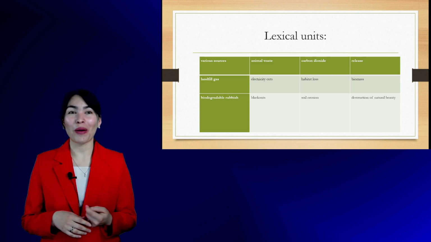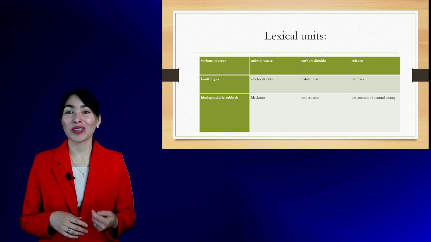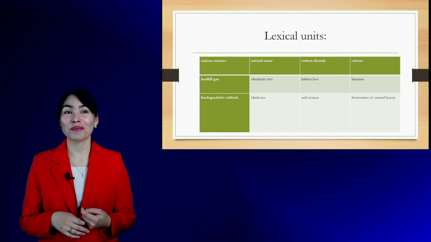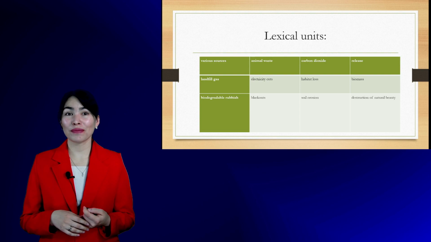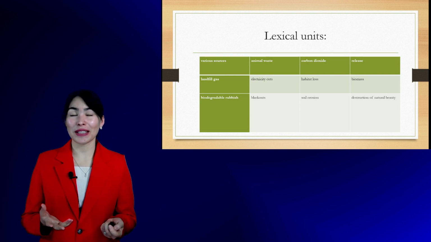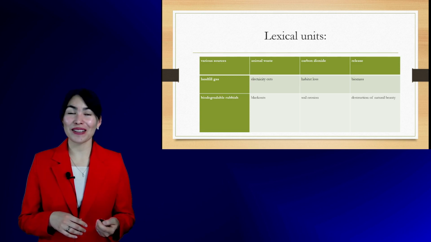We know all about it. Release means to emit, to produce some gases. Landfill gas, that's the gas coming from landfills. Electricity cuts, when there is no electricity, this is the electricity cuts. So usually in the countryside, there happen lots of electricity cuts.